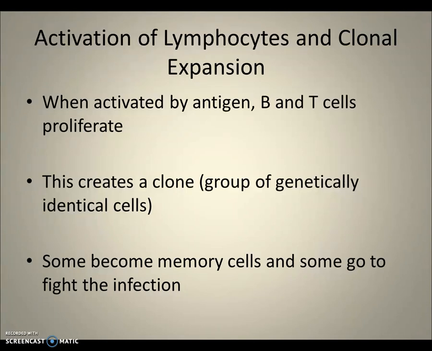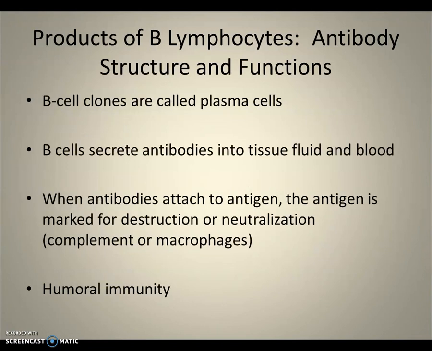And then some of the cells actually just stick around in the form of memory, right? The clones of B cells are actually called plasma cells. So plasma cells are those ones that go out and fight the infection. Actually, sorry, I misspoke. Plasma cells don't really go out and fight the infection. This is one of the differences between B cells and T cells.